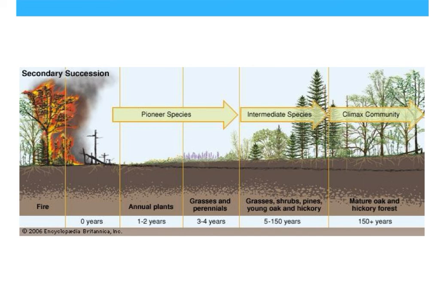All right, those are the ones that only live for 1 to 2 years. And you have your grasses and your perennials. Those are the ones that come back every year. And then you have your grasses, shrubs, pines, young oak, and like I said, you have your evergreens move in. And then for Virginia, our mature stage is oak and hickory forest. All right, and it depends on what type of biome it is as well.